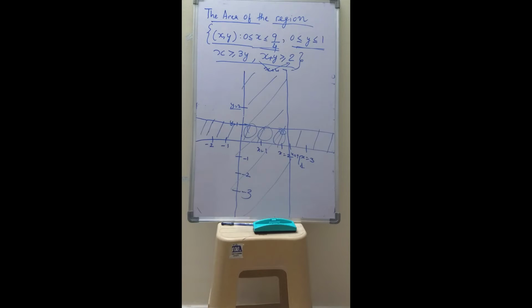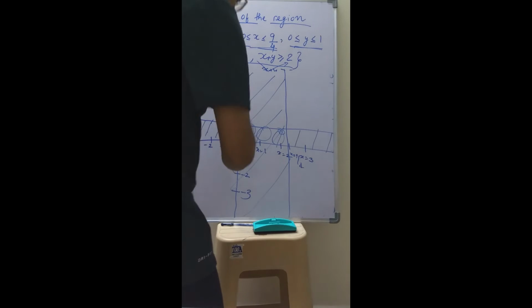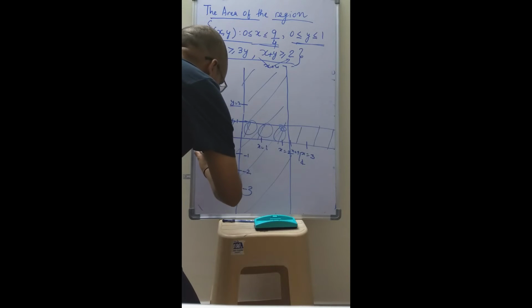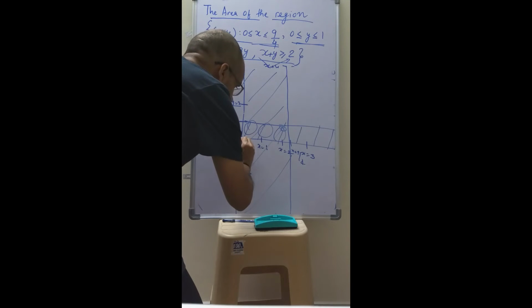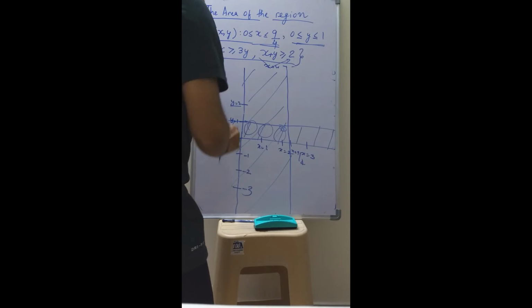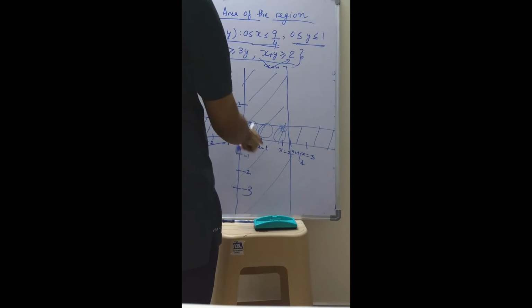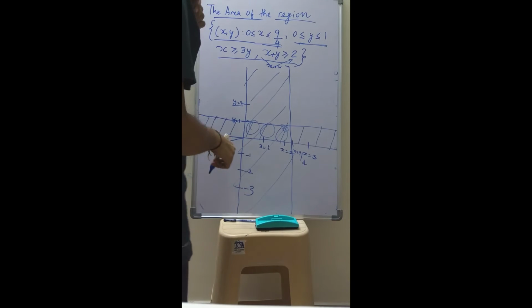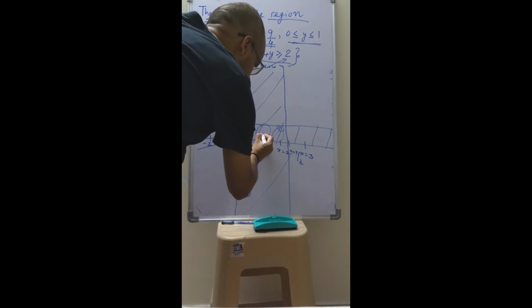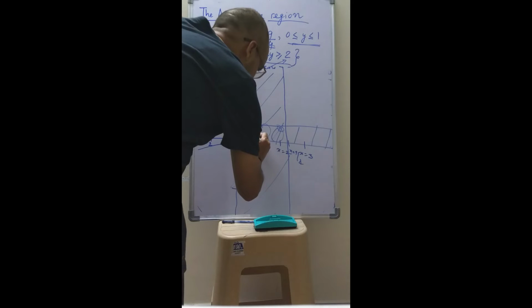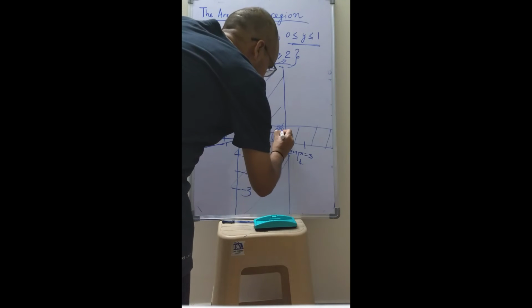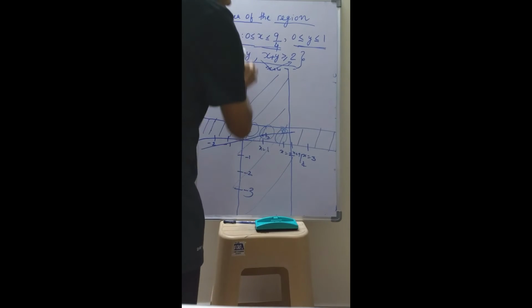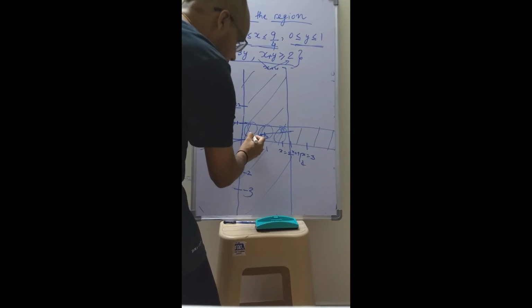Remember, we had a third equation as well. The third equation was x greater than 3y. This was passing through this line, right? And remember, when x was equal to 1, y was equal to 1 by 3. So it's something like 1 by 3, and it was going like this, right? Now what is the common area? This will be the only common area.